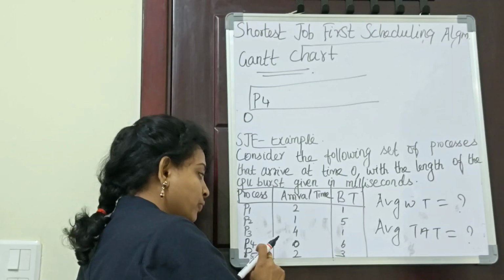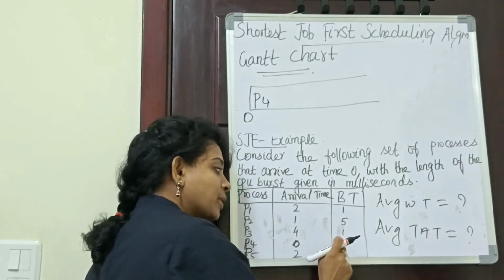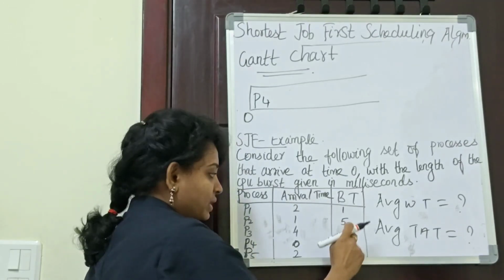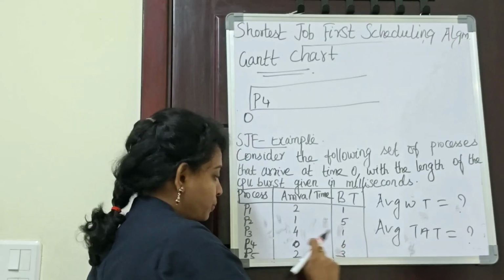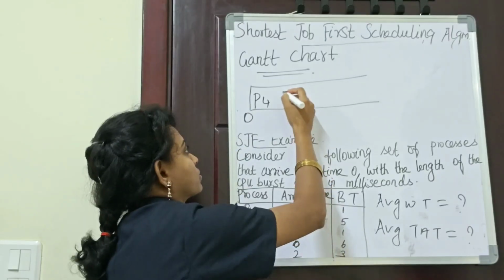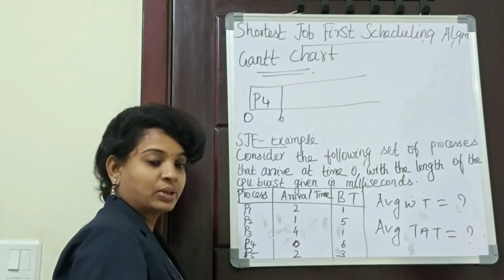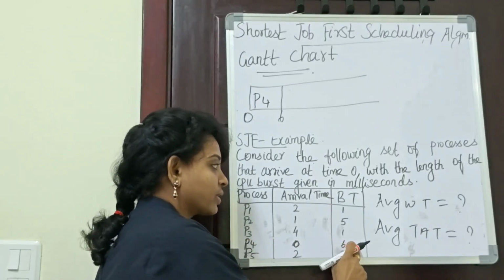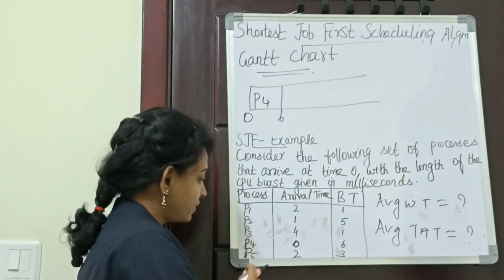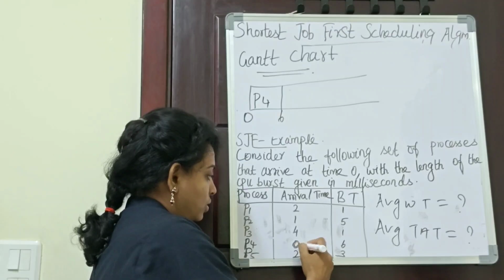So this P4 process, how much time will it execute? The execution time for the P4 process is 6. So you have to write 6. It will execute for 6 time units and complete the process. Then next, what is this actually?